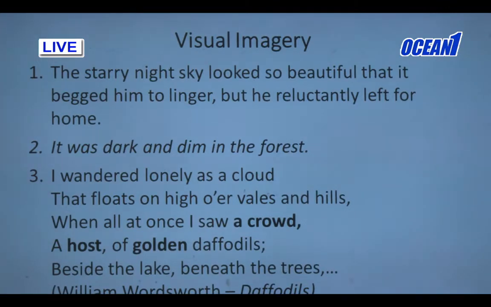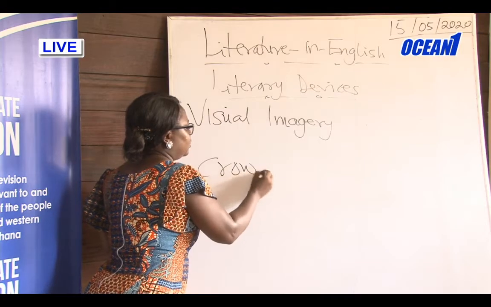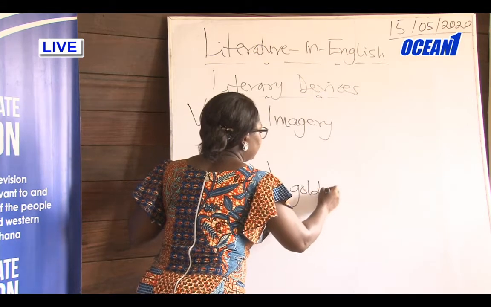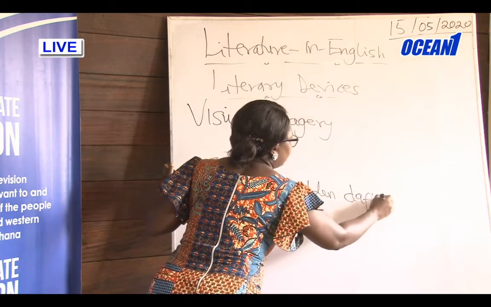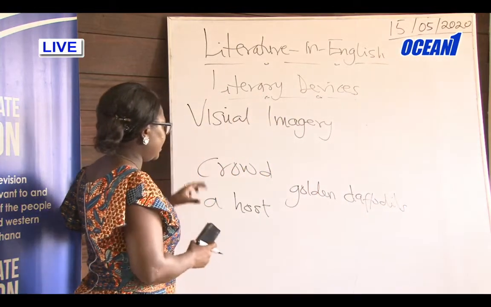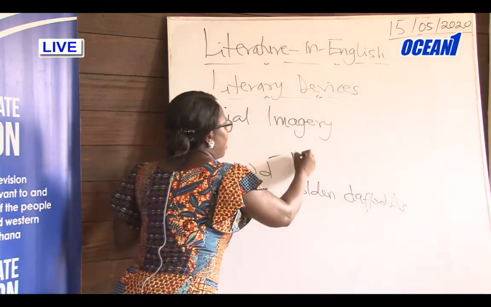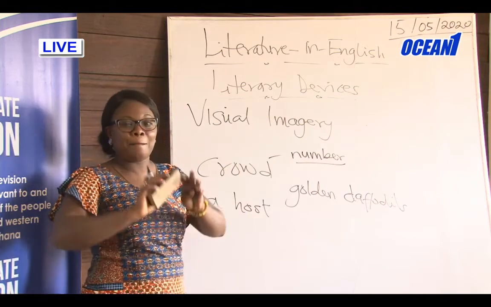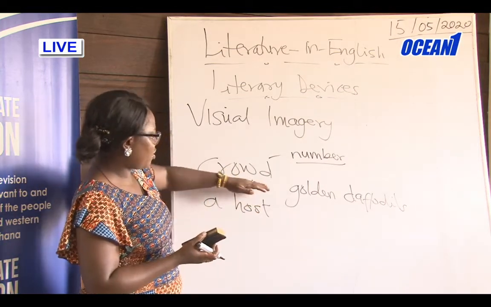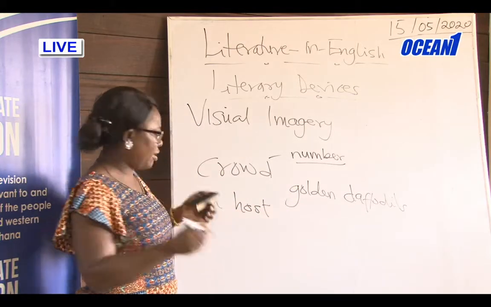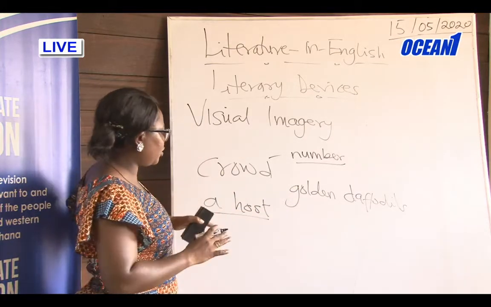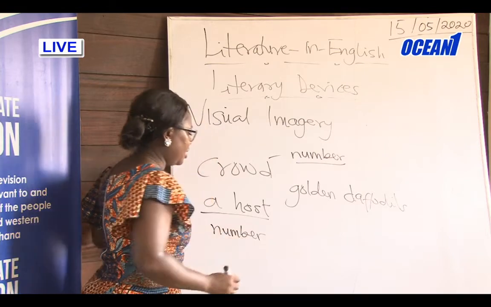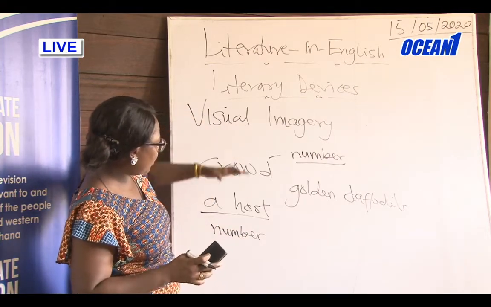So here, he says, he saw a crowd, a host of what? Golden daffodils. So you realize that the crowd here is referring to the number of daffodils he is talking about, because there are many. What says crowd of daffodils? And he also talks about them as a host. Normally we refer to a number of angels as host, still referring to the number. And now he says, the crowd or the host of daffodils.